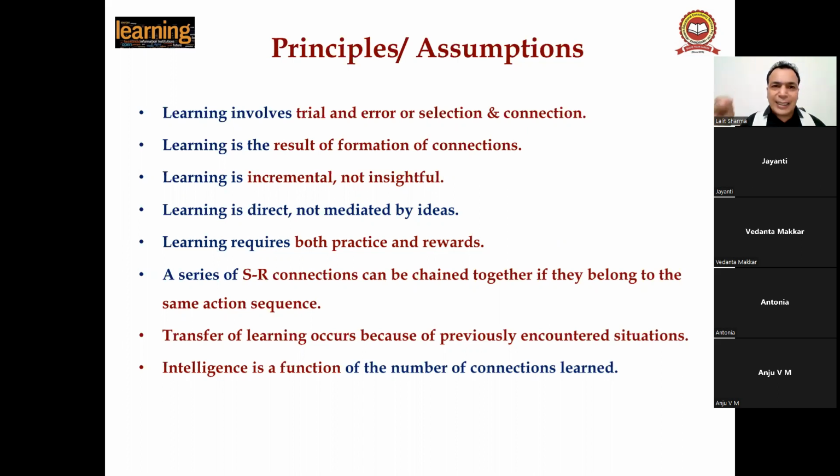And the last is that intelligence is a function of the number of connections learned. So he said that basically intelligence is a function of the number of connections learned. We label that now it is intelligent, it is less intelligent. Now Thorndike has said that intelligence is a function of the number of connections learned, right guys? We can discuss this later on, but according to Thorndike, we have to learn this because it is in our syllabus.